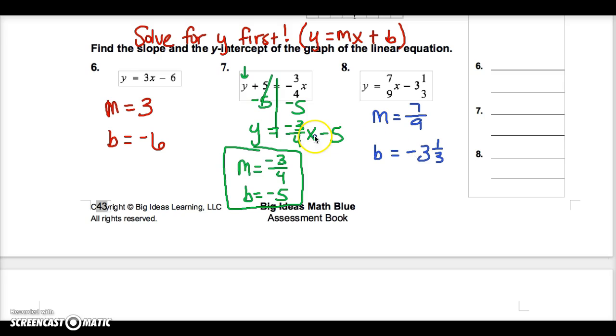So make sure, if you're picking out the slope and the y-intercept, you have to have the equation solved for y first. It has to be in this form right here. M will be your slope, B will be your y-intercept.